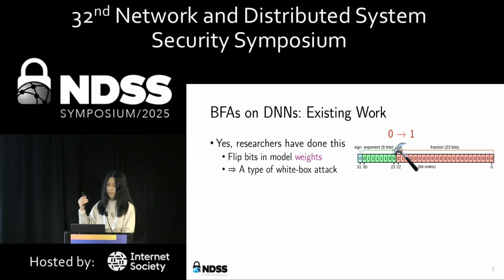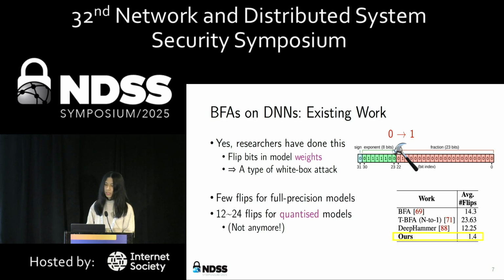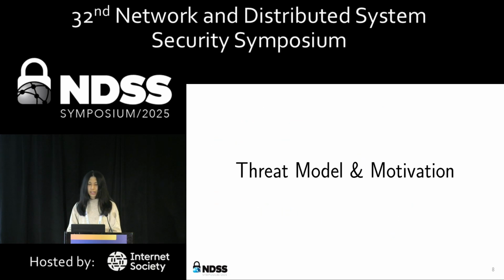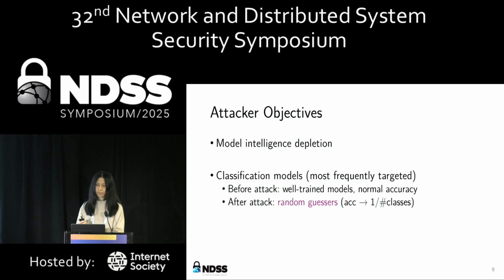So for full precision models, where they're using floating point numbers as weights, they only need a few flips to be attacked. On the other hand, for quantized models with integer weights, they will require a few more times flips to get the same attack performance. But as you'll see later, we'll show that this is not the case anymore. Yeah. And we'll now move on to our threat model and motivation.